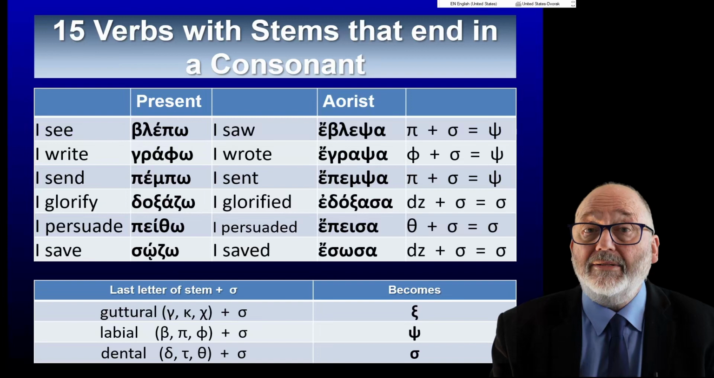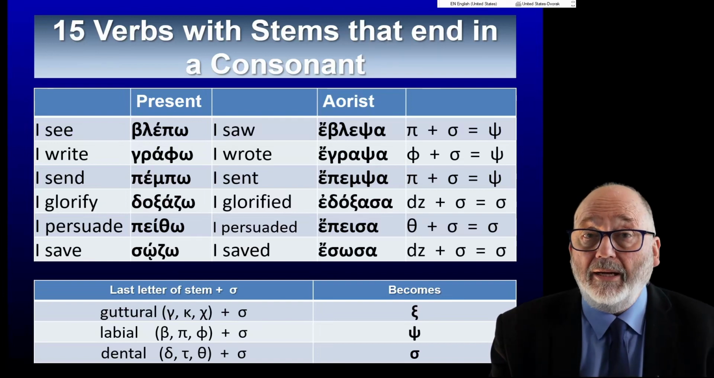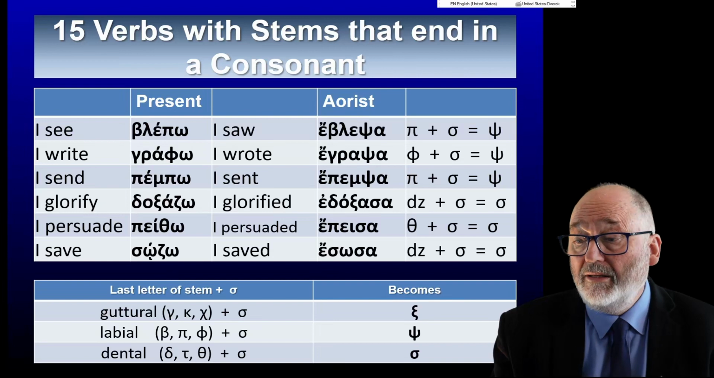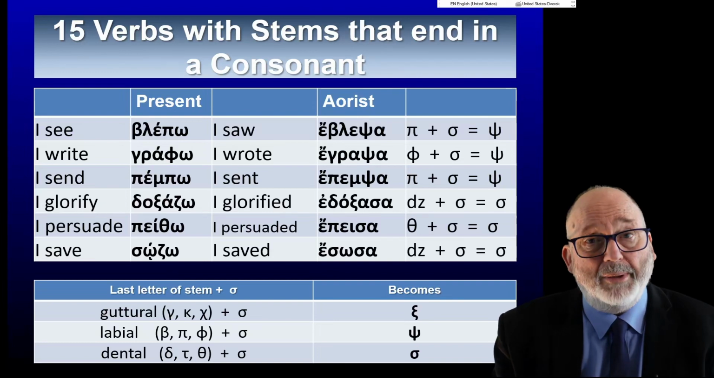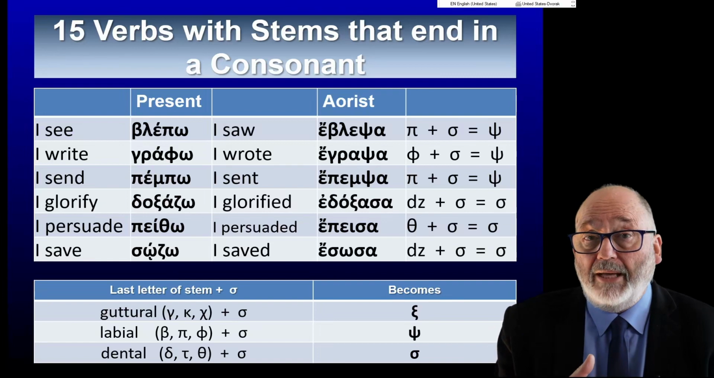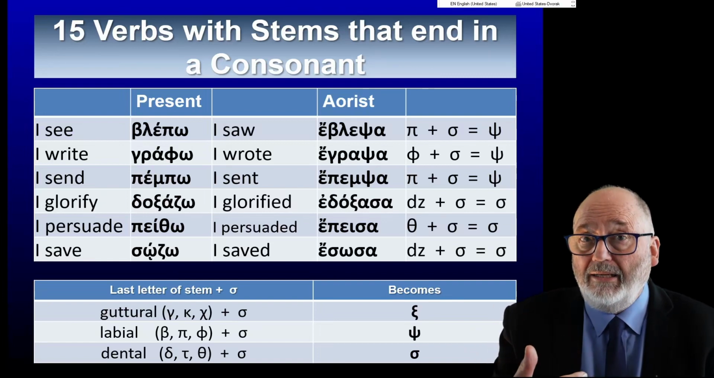The last letter is a pi, and when the pi interacts with sigma, it becomes a ps sound, a psi. So, the aorist of blepo is eblepsa. Remember, aorist of luo was lusa. So the aorist of blepo is eblepsa, the p and the s sound combined to a psi sound.